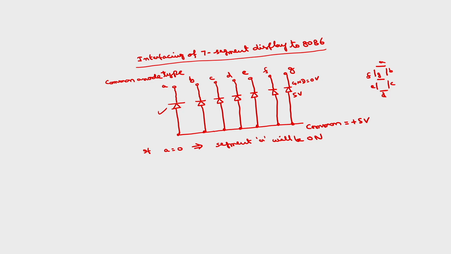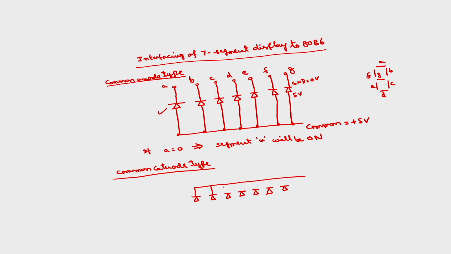In common cathode type, it is reversed. The common point is connected to all the cathodes. In case of common cathode type, all the cathodes will be connected together. So, all these cathodes will be connected to a common point, which has to be grounded. Then the anodes you have to connect; to glow a particular segment you have to connect logic 1 or plus 5 volts.